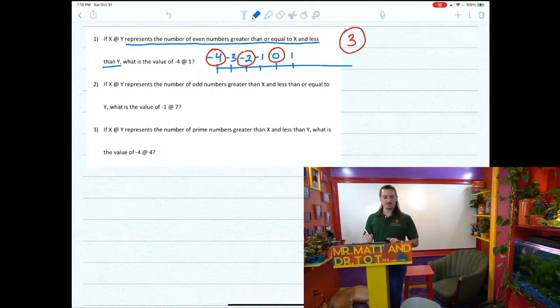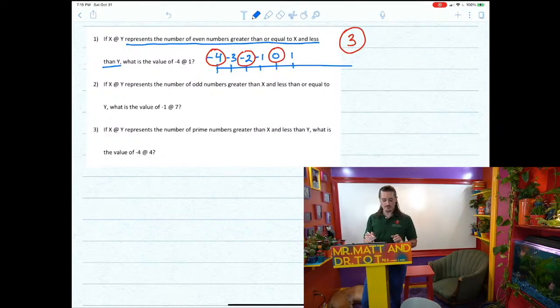Okay, number 2 asks, if x at sign y represents the number of odd numbers greater than x and less than or equal to y, what is the value of -1 at sign 7? So here they changed the definition. So you can see how these are really logic-based. These are really critical thinking, creative math questions. There's not one overarching formula that I can give you that's going to apply to all of these questions. It's really a reading exercise and understanding the context and what they're asking for and what definition they provide for the unknown, ambiguous symbol that they're making up.